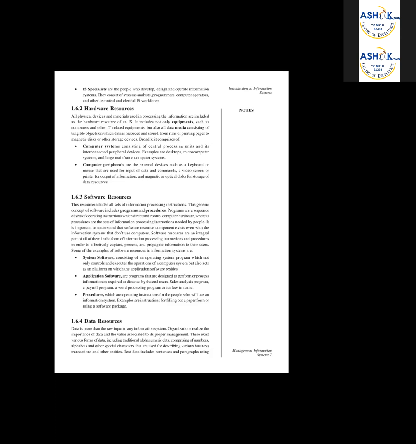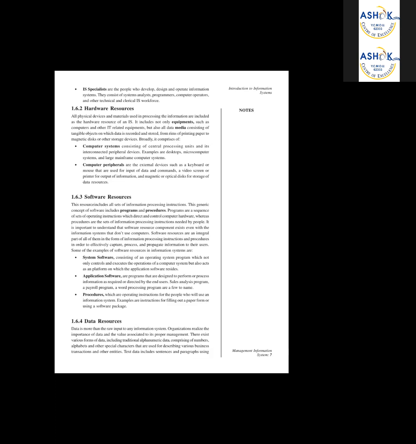Third, information system resource, software resource. These resources include all the sets of information processing instructions. This generic concept of software includes programs and procedures. Programs are sets of operating instructions which direct and control computer hardware, whereas procedures are the sets of information processing instructions needed by people. It is important to understand that software resource components exist even within an information system that does not use computers.